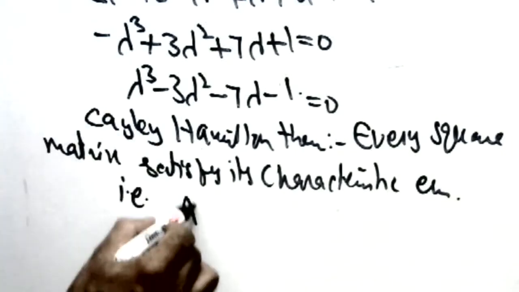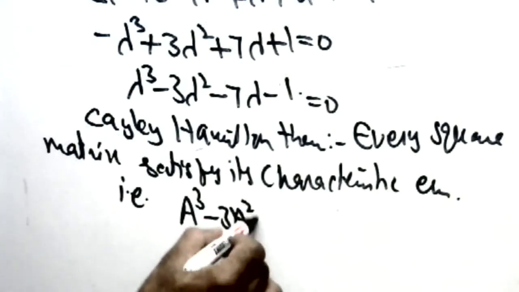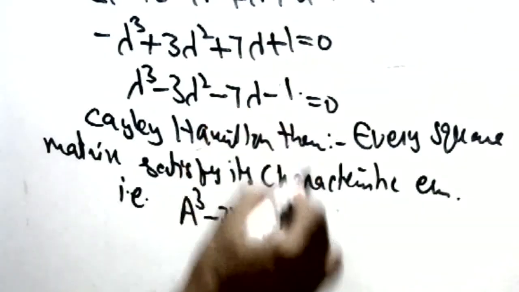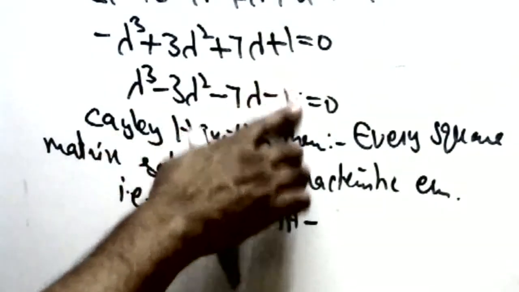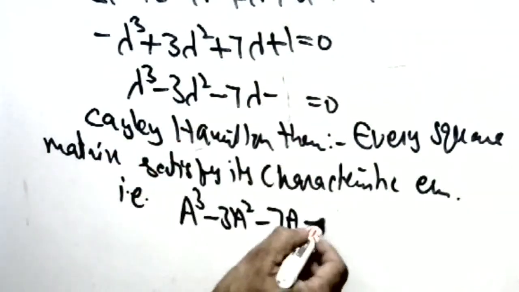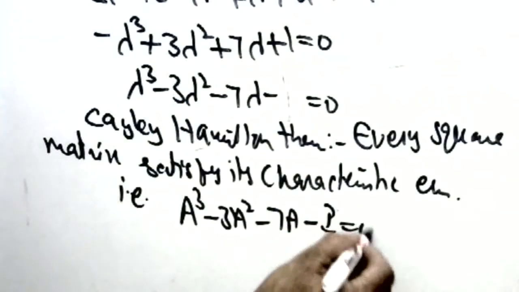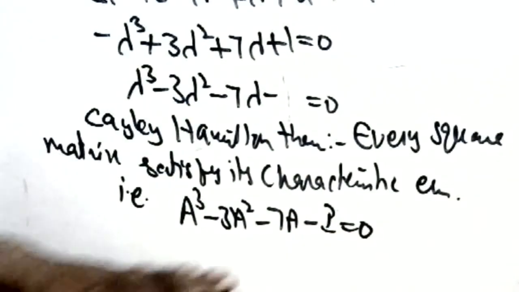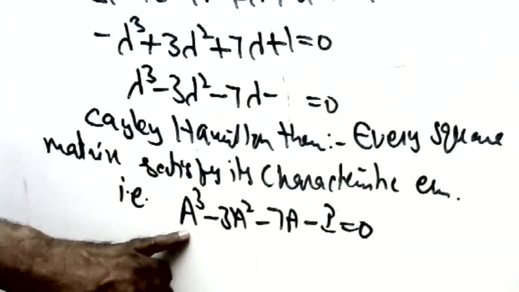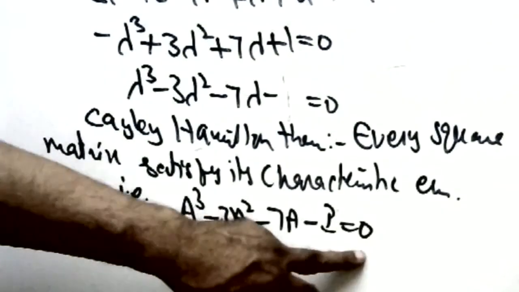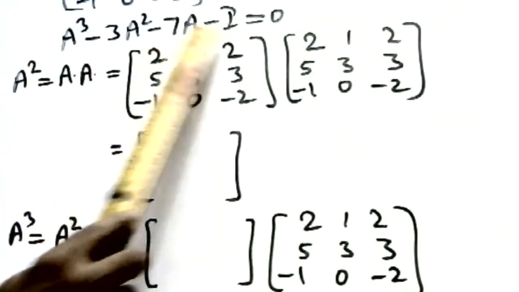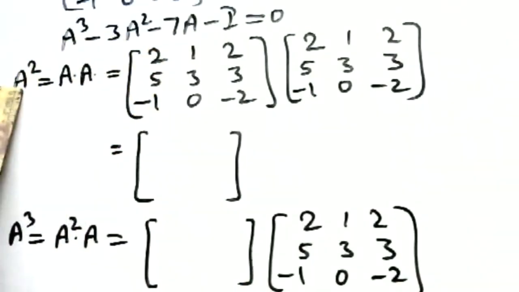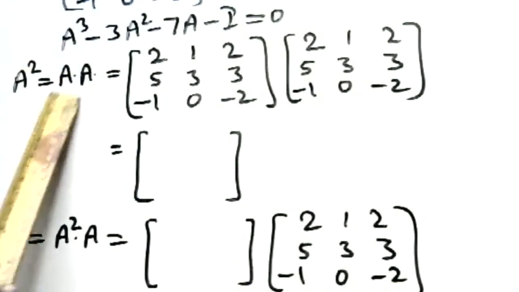What should we get? In place of lambda, you write A cube minus 3A square minus 7A minus, with the constant you must apply I. Suppose we are having 3, you must write 3I. If we are having 5, we must write 5I. So we are having 1 into I will be I, equals to 0. Now we have to verify this Cayley-Hamilton theorem. We have to find A square, A cube, then we use this, we must get 0, then the Cayley-Hamilton theorem will be verified. We have to prove A cube minus 3A square minus 7A minus I equals to 0. First we have to find A square, then A cube.